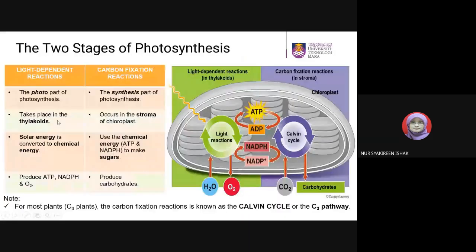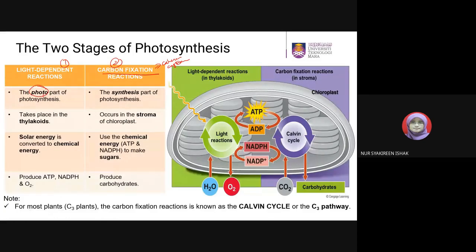Okay, so basically these are the two stages of photosynthesis. We have the light dependent reaction, and this is the first stage. Second stage is carbon fixation. Carbon fixation is referring to Calvin cycle. Light dependent reaction is the photo part of photosynthesis, so it is the stage where light energy is absorbed.